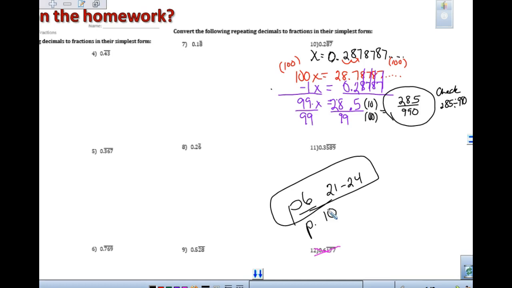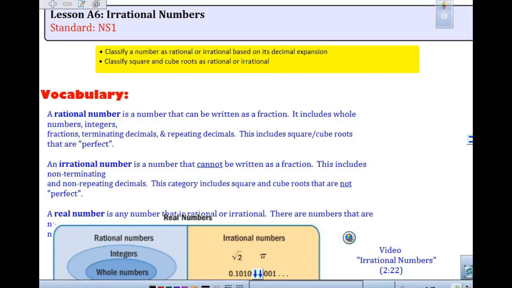Right now, we are going to do some notes. Okay? So last week, so set your workbook aside and go to A6 in your notes.